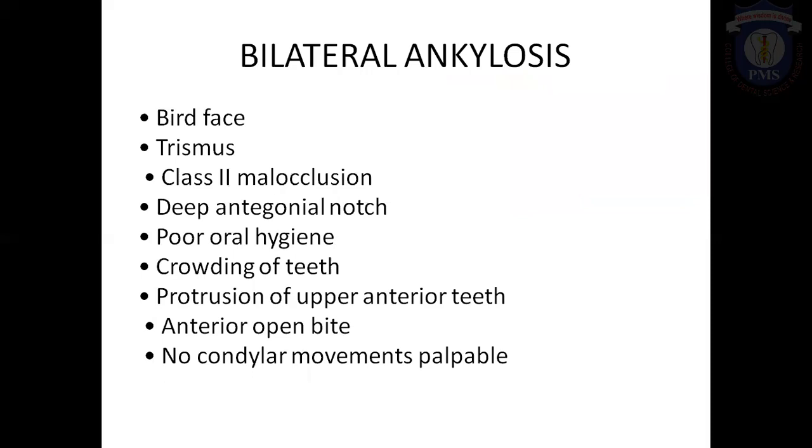Then bilateral ankylosis, that is, trauma occurs in both temporomandibular joints. In such cases, a bird face deformity is seen and trismus is noted. It is very difficult to open the mouth. Class 2 malocclusion and deep antegonial notch are seen in both unilateral and bilateral ankylosis, and poor oral hygiene due to difficult mouth opening, then crowding of teeth, protrusion of upper anterior teeth, then anterior open bite, and no condylar movements palpable.